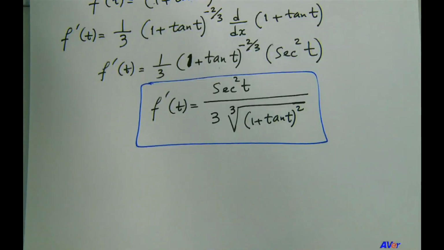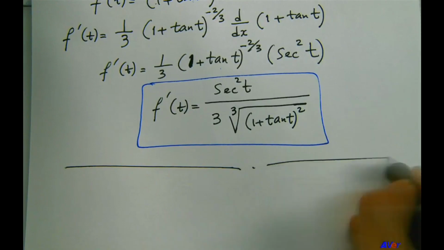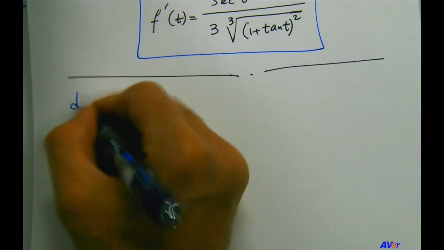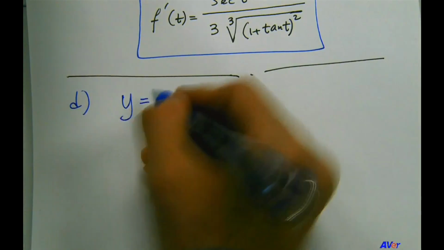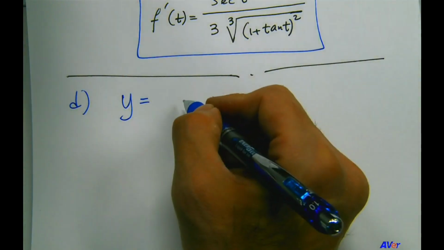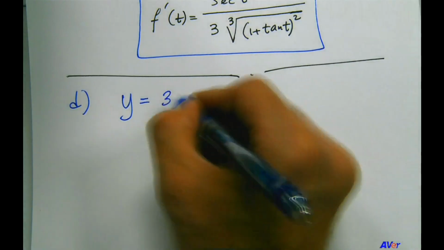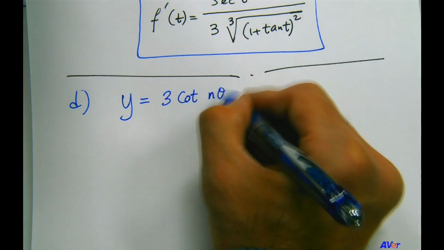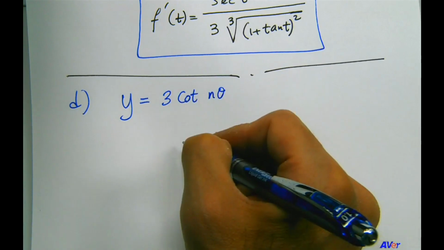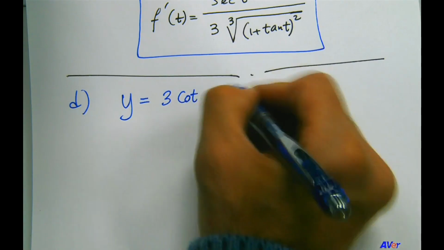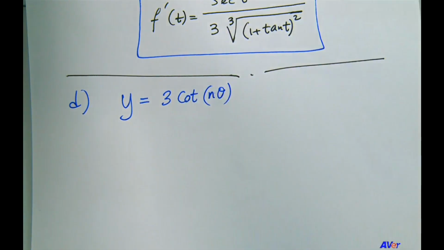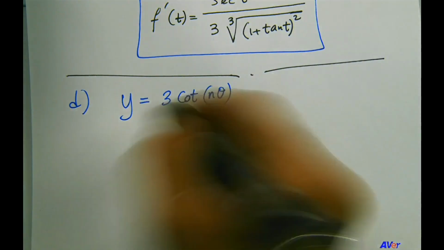Okay, so let's do the next example. Let's call it example D. Suppose we want to find the derivative of y equals cotangent of n theta. So n theta, that whole thing, is the argument of the cotangent function.